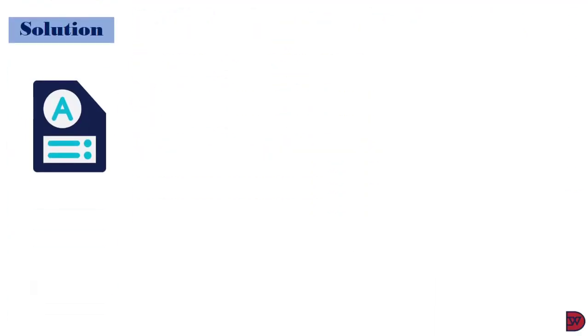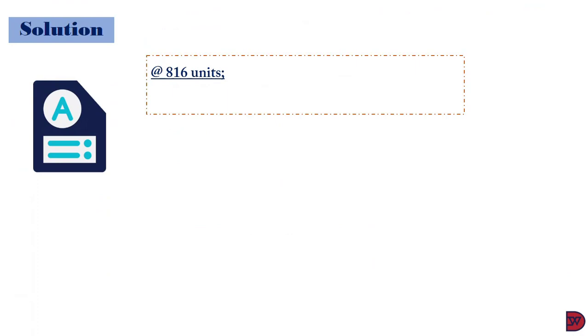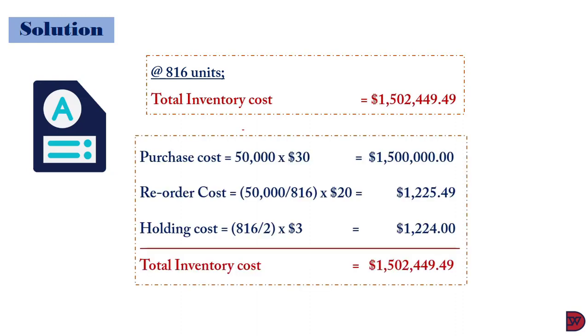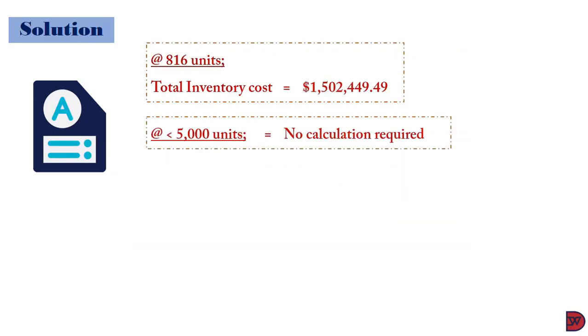So for the solution, we will calculate the total cost for the economic order quantity, the one we calculated earlier. It was 816 units. The total inventory cost was $1,502,449.49.